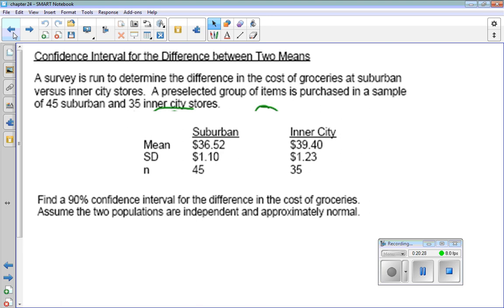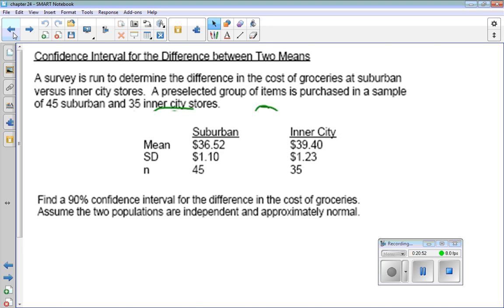Come on. All right, so we did a 90% confidence interval before. Remind Tanner what we found last class. Deja, what did we find in our confidence interval last class with this? Does inner city cost more? Does their food cost more than suburbanites?